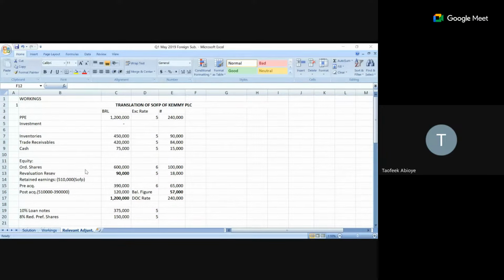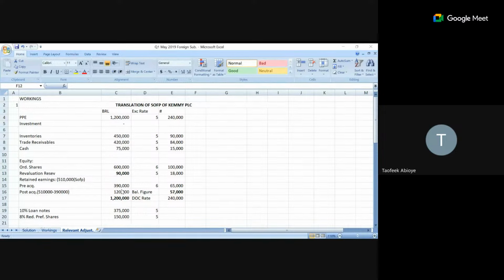Why? Ordinary share did not change. Reserve changed or not changed? Then pre-acquisition profit. All these items are majorly from your balance sheet. And that is the reason why we are converting using the DOC rate to get this final figure, this 1.2. So that's number one.